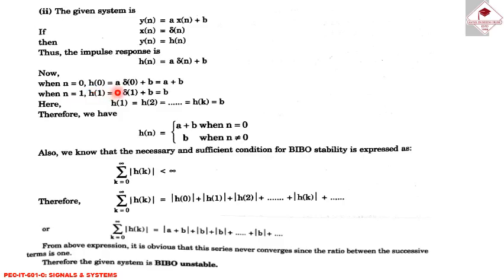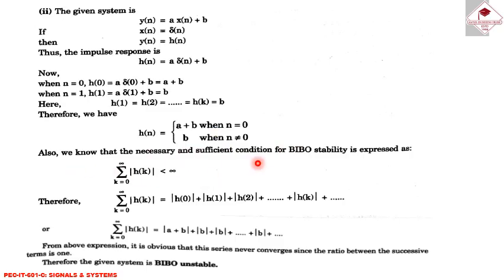So h[0] = a·δ[0] + b, that is a + b. And for n = 1, h[1] = a·δ[1] + b, that is b. So h[1] = h[2] = h[k] = b. So we can write h[n] = a + b when n = 0, and its value is equal to b for n not equal to 0.